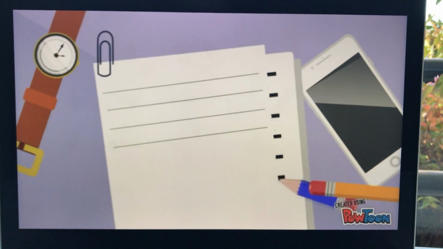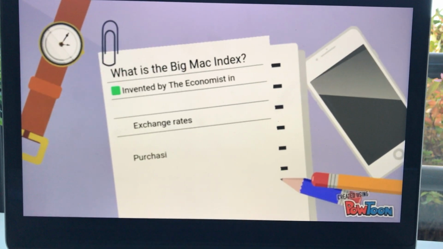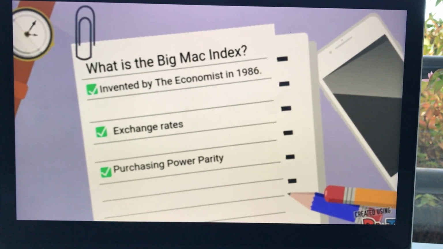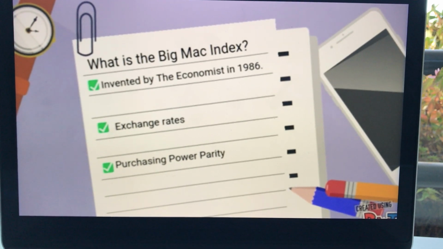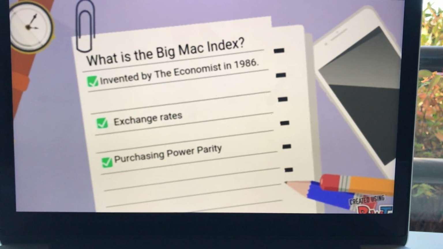The Big Mac Index is an index that was invented by economists in 1986 to see whether the exchange rates between countries were at the optimal level. The Big Mac Index gives a general view of what should ideally be the exchange rate between countries.